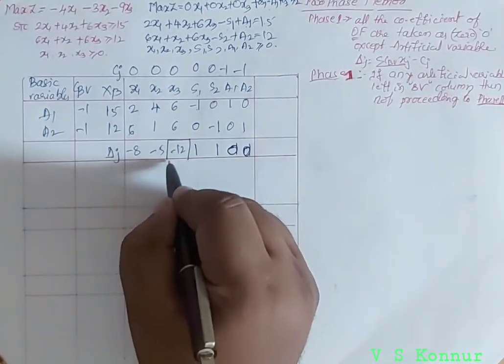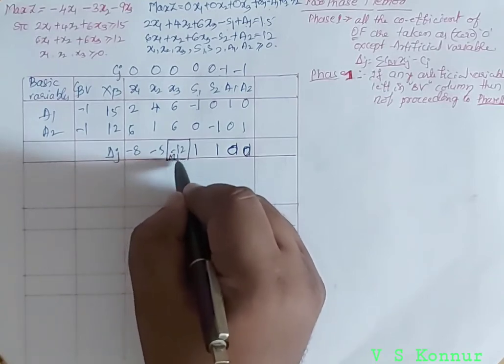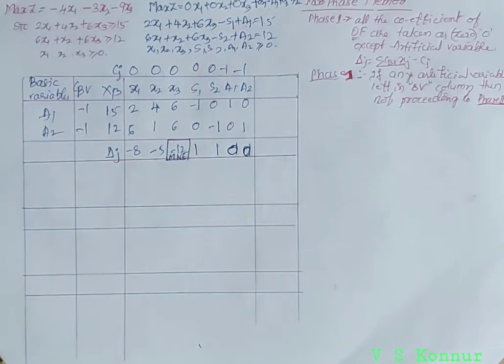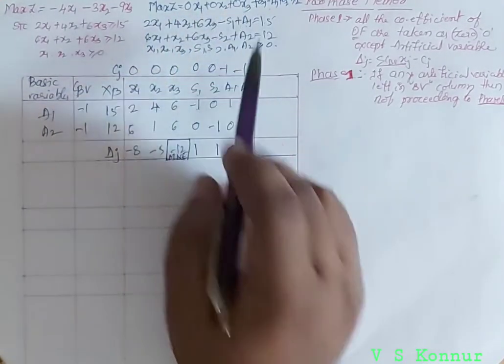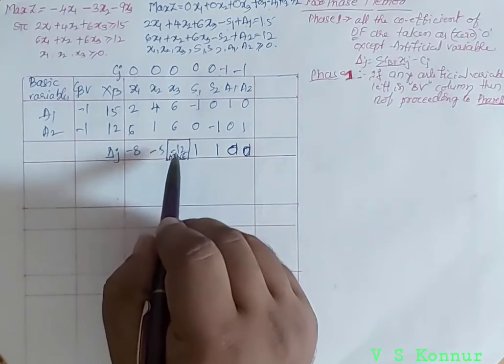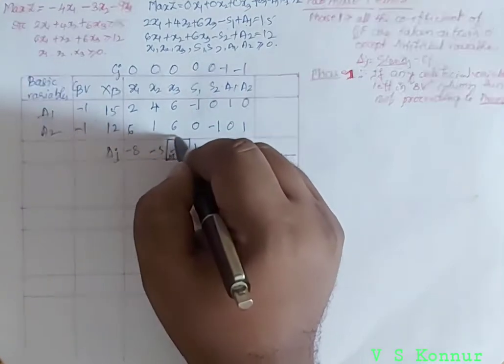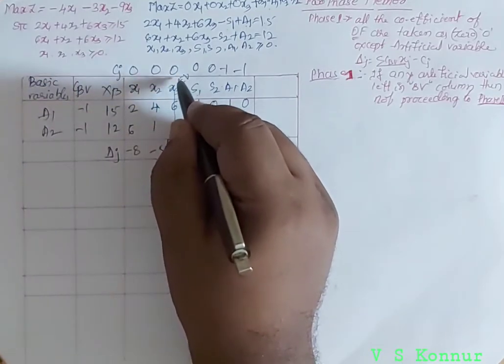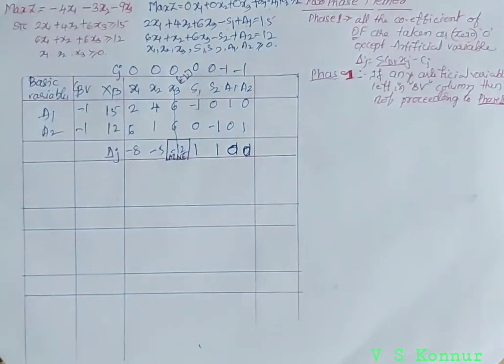From delta j we should consider the most negative element. According to procedure, the same simplex method procedure will be applied for all; the only difference in the first stage is the 0, 0, 0 coefficients. So the most negative element will be considered from delta j. Minus 12 is the most negative element, and that will give the entering vector.